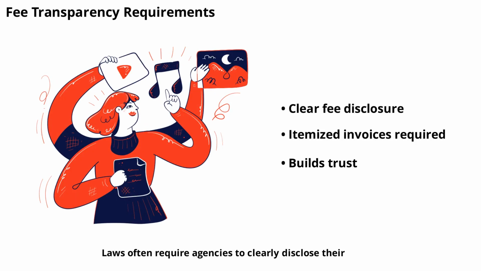Transparency is key when it comes to agency fees. Laws often require agencies to clearly disclose their fee schedules and provide itemized invoices for records requests. This transparency helps build trust and allows requesters to understand exactly what they are being charged for. If you receive a bill, review it carefully and ask for clarification if any charges are unclear.